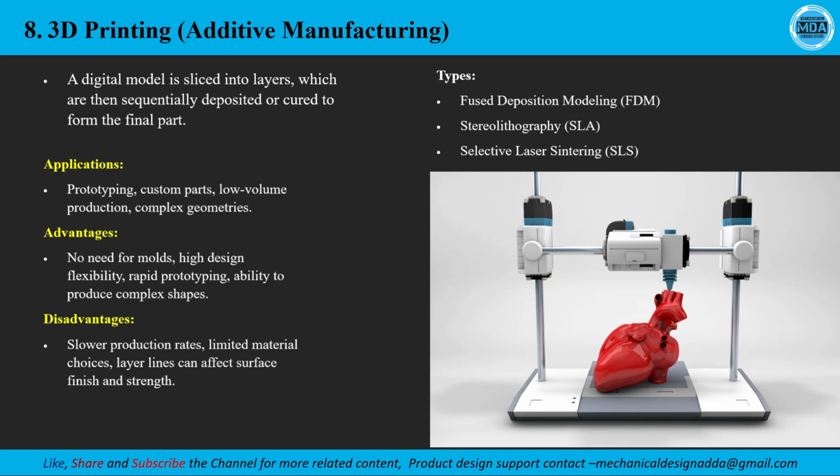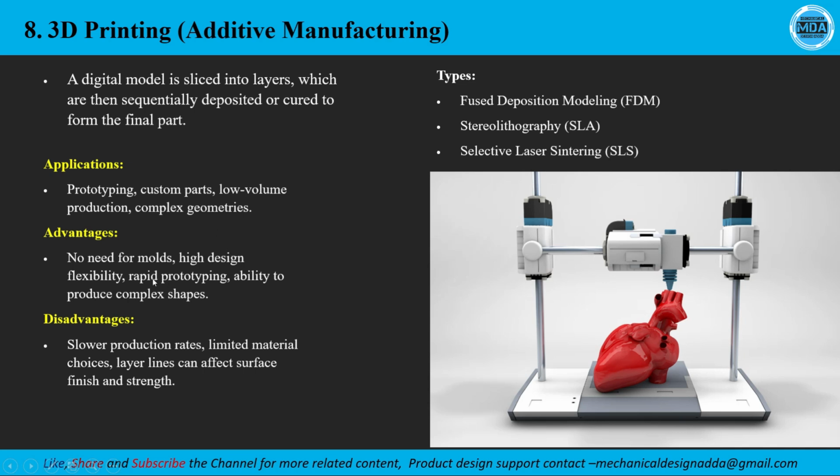There are different types here: fused deposition modeling, stereolithography, and selective laser sintering. The digital model is sliced into layers, which are then deposited or cured to form the final product. As I already said, it forms the part by the addition of small amounts of material. The applications are prototypes, custom parts, low volume production, or complex geometry. At those times we use 3D printing.